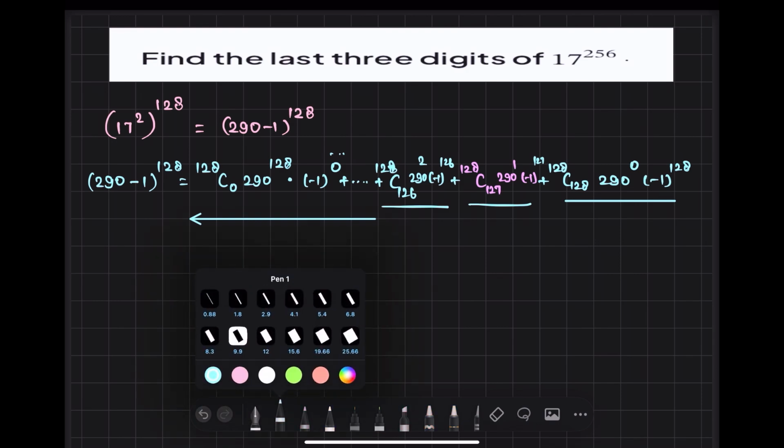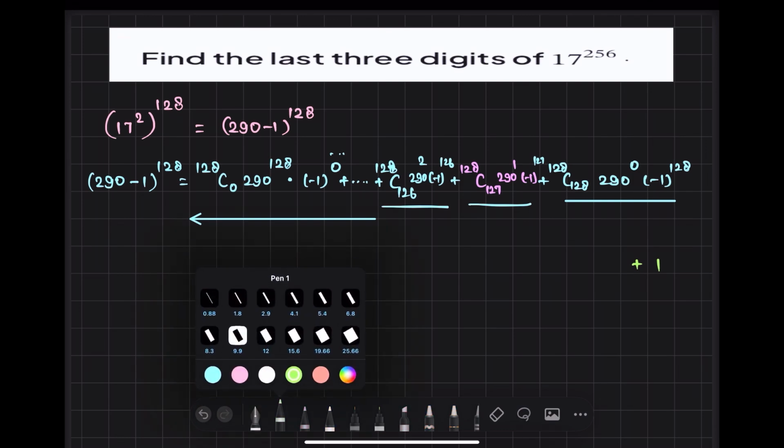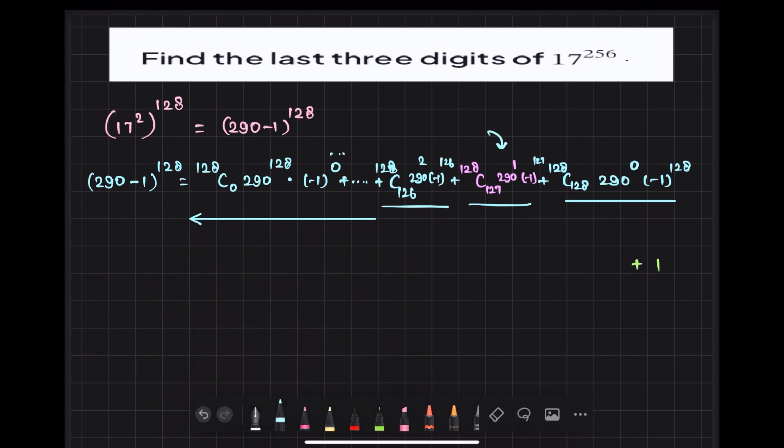Okay, now focus on the last element. You know that 128 C 128 is 1, 290 power 0 is 1, and minus 1 power 128 is an even number, no? So it is 1 only. So the last element is 1. Now focus on this element. 128 C 127 is what? 128 into 290, and this is minus 1 to the power 127. So this time it will be negative, correct? So this is the thing, and let's move on to the next part.